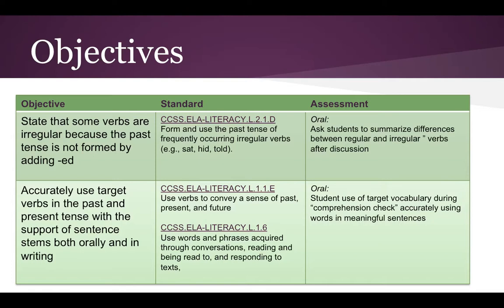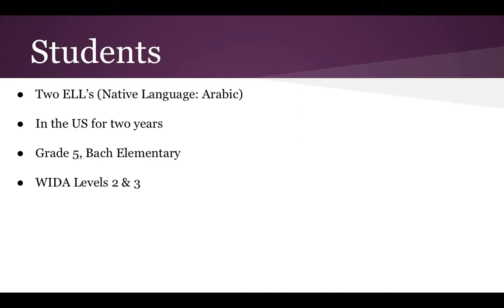There were two assessments. The first comes about halfway through, when we do a comprehension check to make sure that students are accurately using the words in meaningful sentences with the support of those sentence stems. And then there is a final assessment where students are using the target vocabulary in their writing.